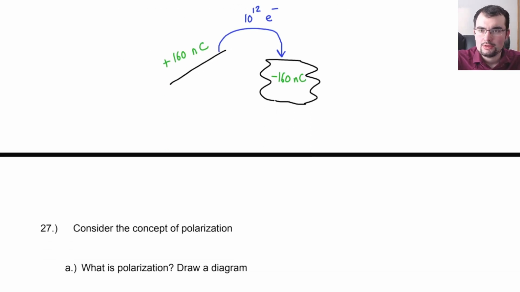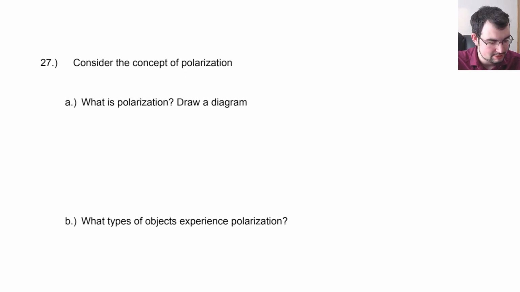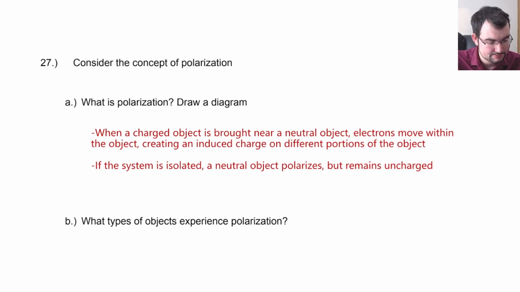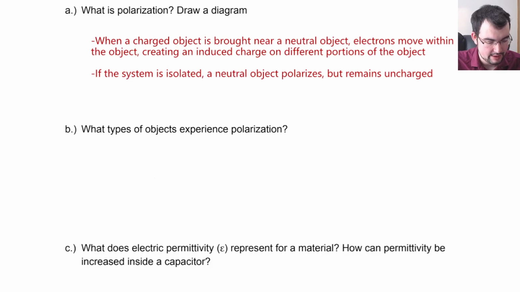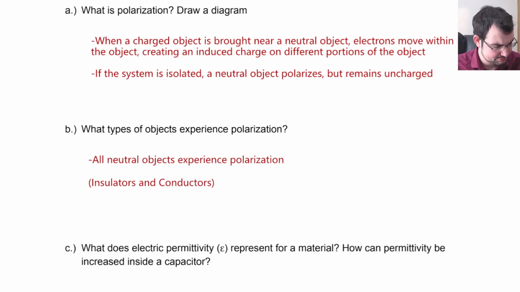All right, now let's talk polarization. What is polarization? Well, polarization is what happens when you bring a charged object near a neutral one. So electrons are always going to move around to try to get in a better situation. And this doesn't affect the net charge on the system if it's isolated, but it will induce some forces. And this happens to all objects.